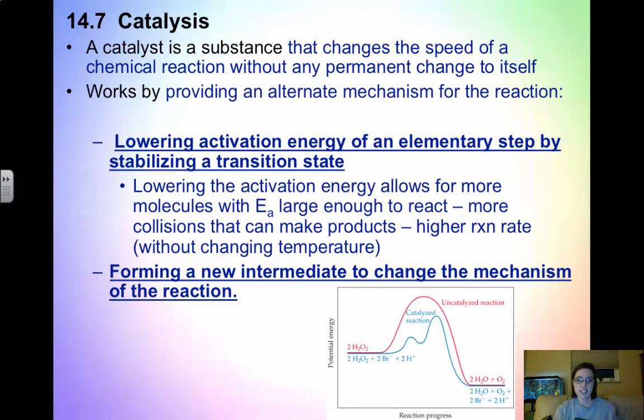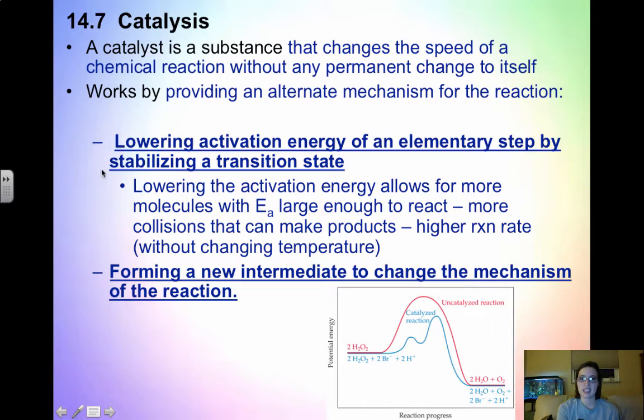So catalysis, the word itself, simply means acceleration of a reaction by a catalyst. So when you hear someone say catalysis, that just means that you used a catalyst to increase the rate of a reaction. We've talked about a catalyst before as a substance that changes the speed of a reaction, but it's not used up in the reaction. It's something you just use to speed up the reaction, and it actually works by providing an alternate reaction mechanism for the reaction.